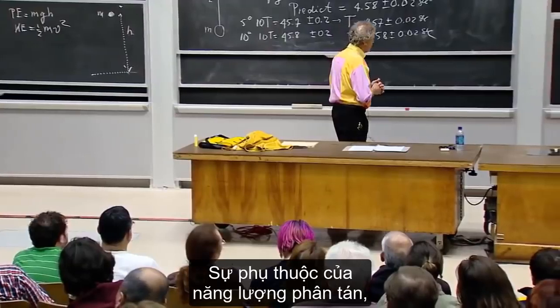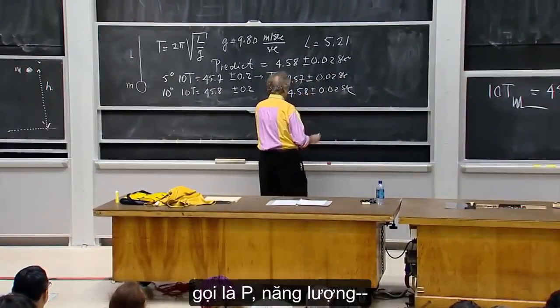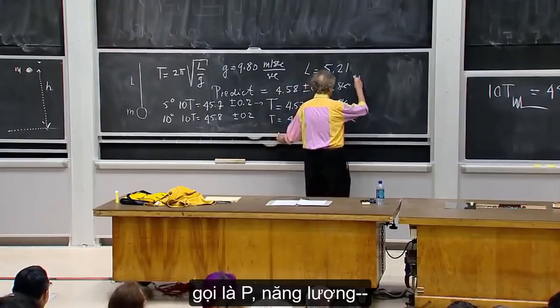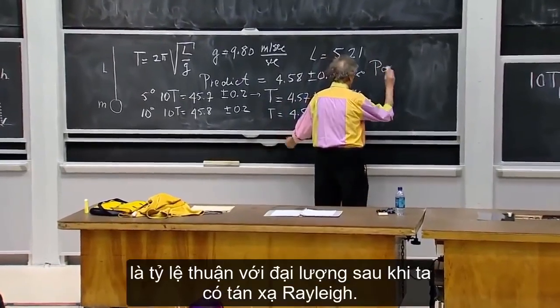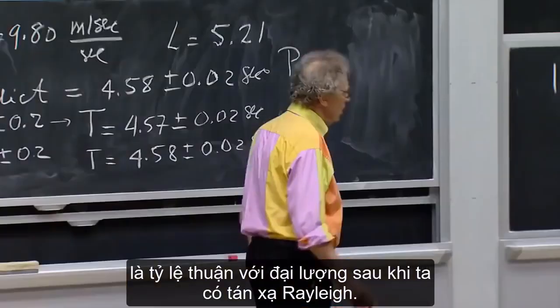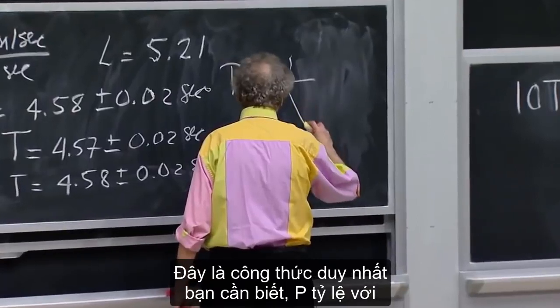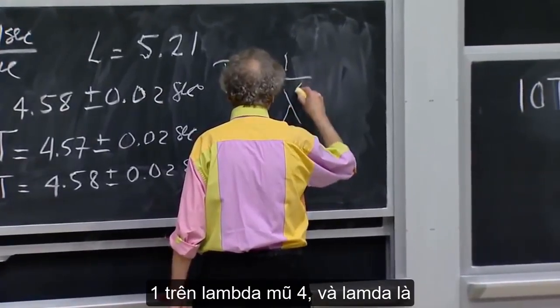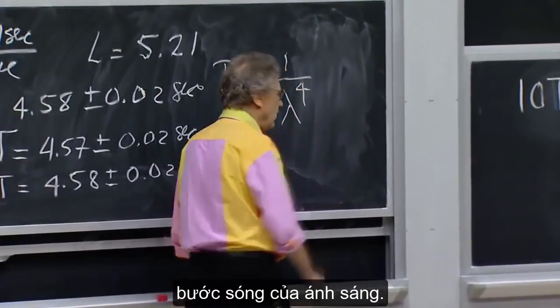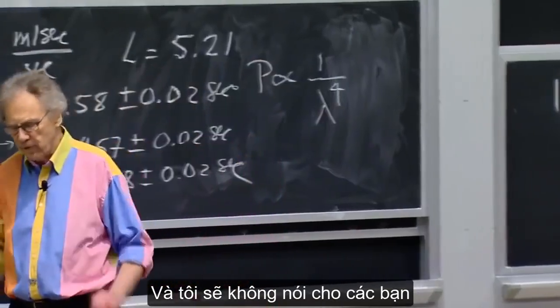The power of scattering, P, when we have Rayleigh scattering, is proportional to 1 over lambda to the 4th. This is the only equation that may bother you, and lambda is the wavelength of light. I will not bother you to tell you what the wavelength of light is.